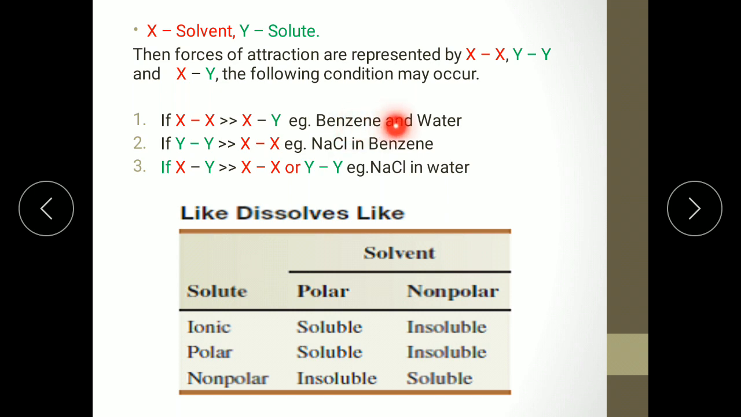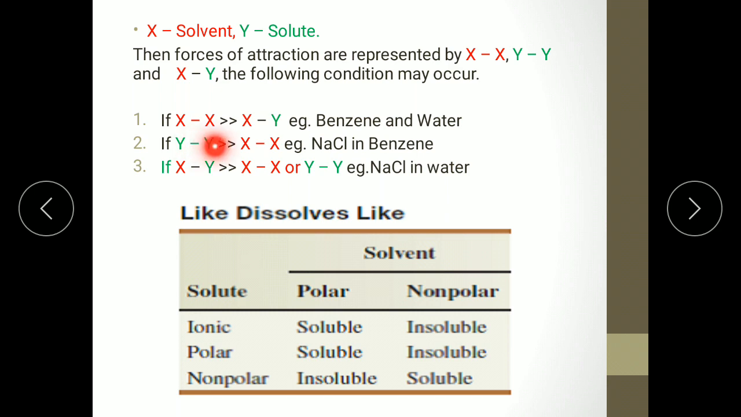Here two examples are given: benzene and water. Benzene will not be miscible with water because the benzene molecule bonding is greater than that of water, or water molecule bonding is greater than that of benzene, so they will not be miscible with each other.